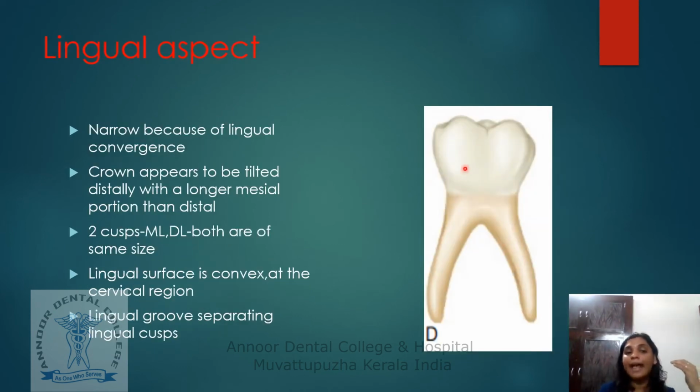The crown is narrower on the lingual aspect because of the lingual convergence, and it also appears to be tilted distally with a longer mesial portion than the distal side. Also, two cusps can be seen, that is mesiolingual and distolingual cusp. They are of the same size and the surface is convex, especially at the cervical region. And a lingual groove is seen separating the two lingual cusps.